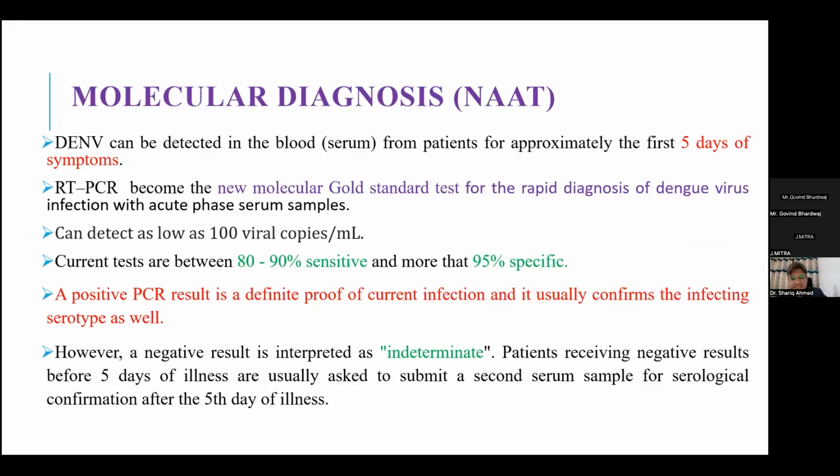A positive PCR is a definite proof of the current infection, but if it is negative, then we should interpret it as intermediate and send it for serological testing after 5 days of illness, when we can detect the IgMs.